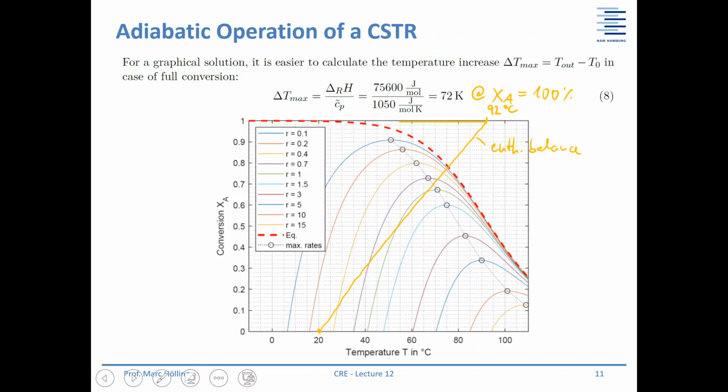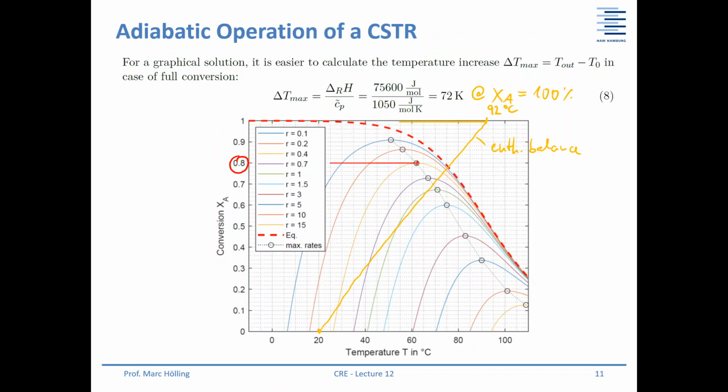Okay. And now we just have to find out what's the best inlet temperature to operate a continuously stirred tank reactor. We want to have a conversion of 80%, and we want to have the highest reaction rate that is possible inside of the continuously stirred tank reactor.